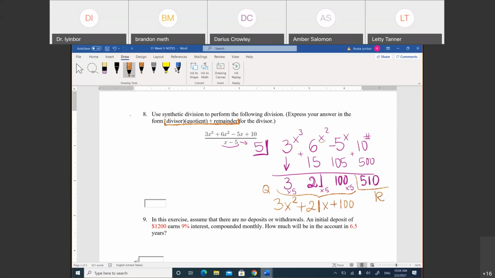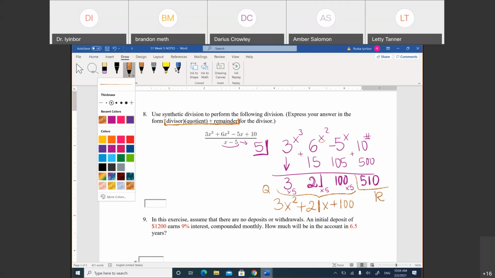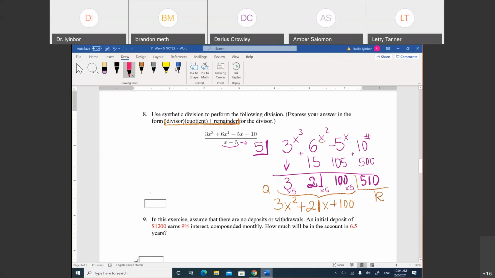So now I have to see how the answer should look like. So my final answer is going to be, I'm not going to have enough room to put it in, but I'm going to write it above. So my final answer is divisor. What is the divisor? What you're dividing by? So the divisor is x minus 5. And then in parentheses, I'm going to put the quotient. What is my quotient? Just copy all of this.